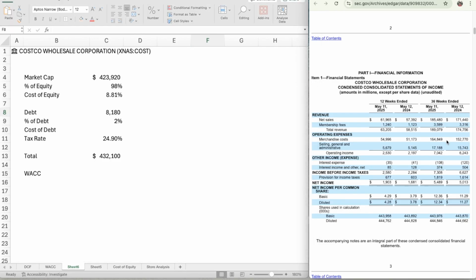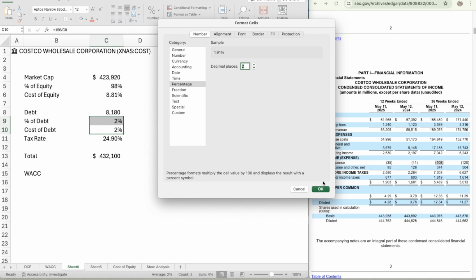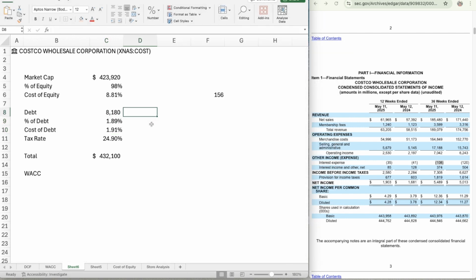The interest expense for the 36 weeks ended was 108 million. So what we will do there is we'll go 108 divided by 36 multiplied by 52, 156. That gives us what the annual interest expense should be. So if we go equals 156 divided by 8180, that gives us about a 2% cost of debt. Let's maybe give these a couple more decimal places. There we go. Looks good. Yeah, so nearly 2%.